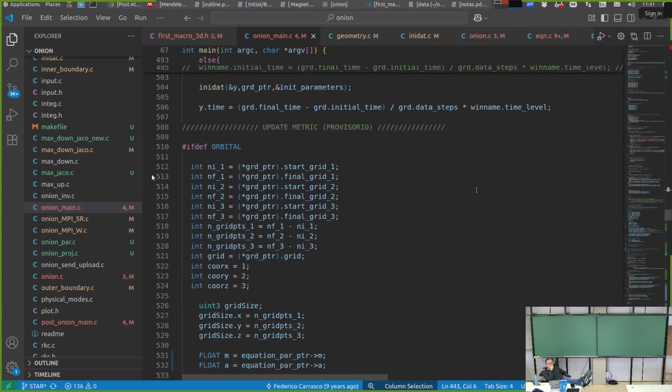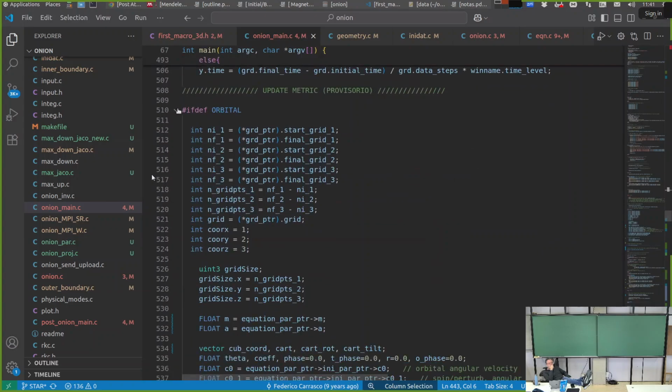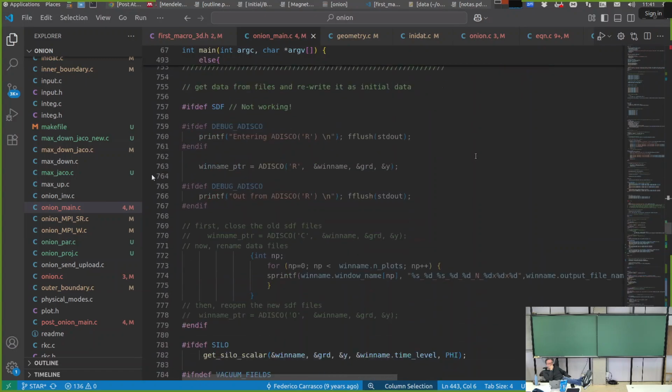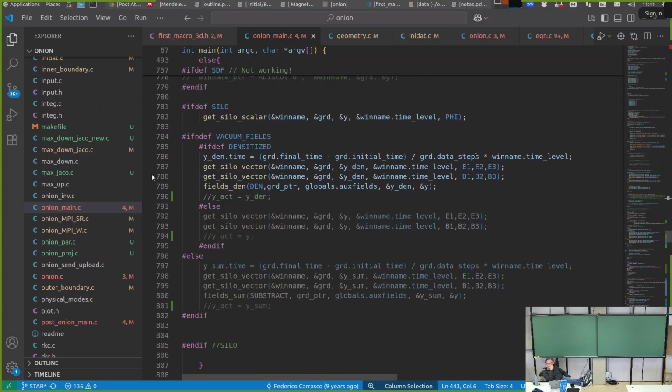What else? Okay, this is posterior. I will hide this one. It's associated with, as I mentioned at some point, we later extend this code to consider a binary system. So this is part of the implementation of the binary system, but for the moment it's not important.